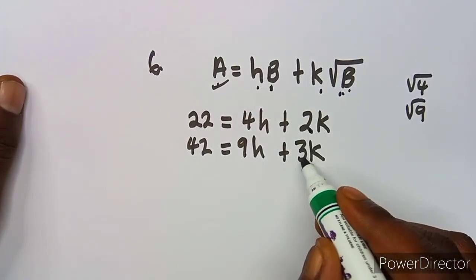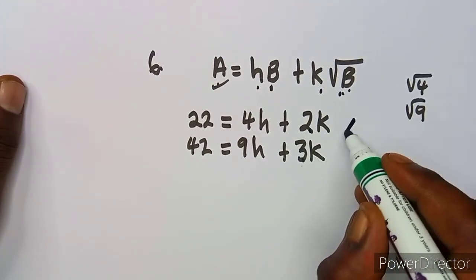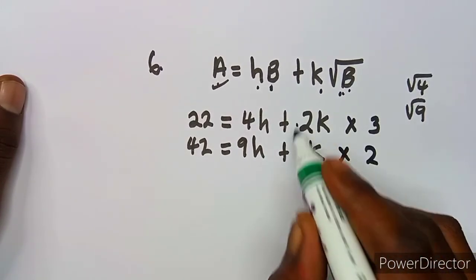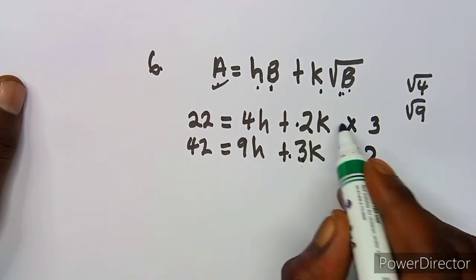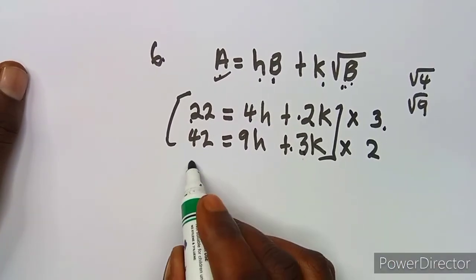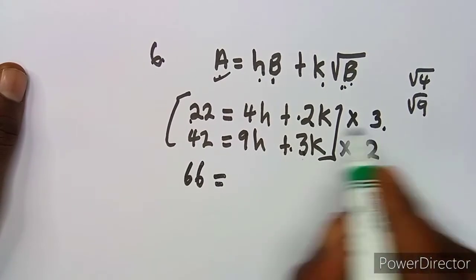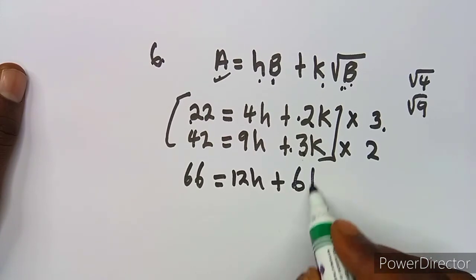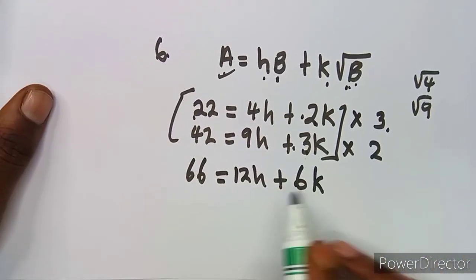Here I've got 2 and 3, so I can just multiply the first equation by 3, the second equation by 2, so that these two can be the same. So you're going to multiply everything actually. So it's 3 by 22, which is 66, and 3 by 4, which is 12h, plus 3 by 2, that's 6k. All right, then you're done with 3.